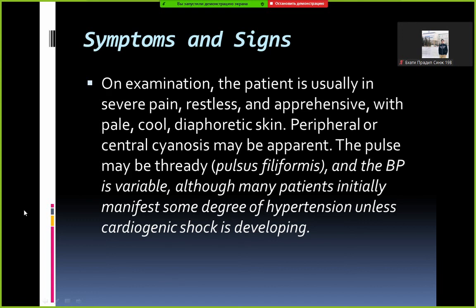General examination. On examination, the patient is usually in severe pain, restless and apprehensive, with pale, cool, diaphoretic skin. Peripheral or central cyanosis may be apparent. The pulse may be thready, pulsus filiformis, and the blood pressure is variable. Although many patients initially manifest some degree of hypertension, unless cardiogenic shock is developing.